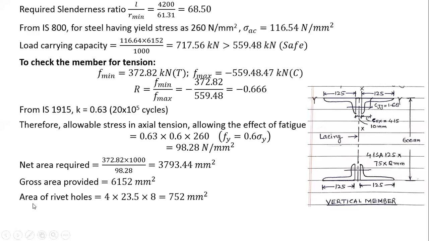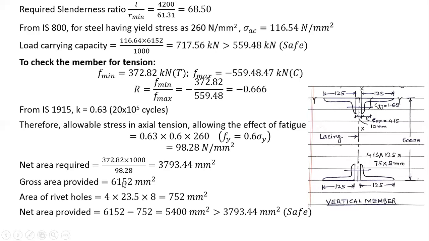Now I have to apply the area deduction for the rivet holes also, because it is a tension member now. I have to check it as a tension member. So I have to deduct the 4 holes: 1, 2, 3 here, and 4 here. So 4 into D, and the thickness of this member is 8 millimeter. So this is my deduction for the rivet hole. So net area provided is how much? This minus this. So this is 5400, which is more than the required. Hence, it is a safe value. Clear?